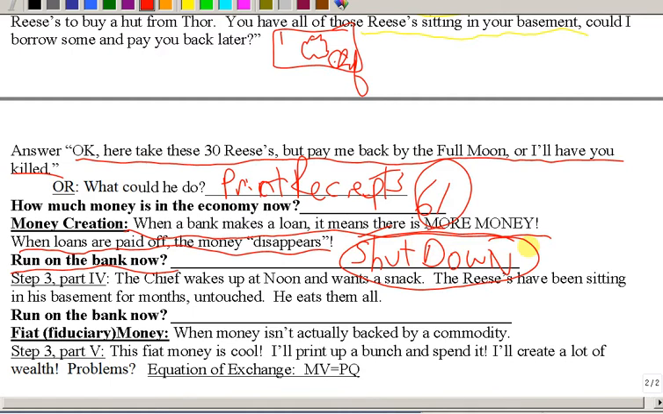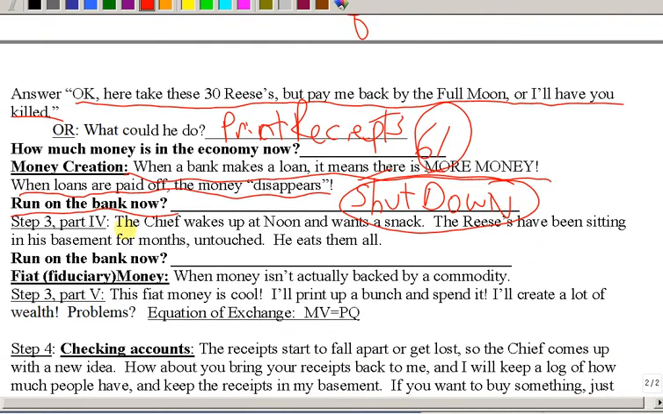Okay, now suppose, here's another part of the story. Suppose the chief wakes up at noon and he wants a snack. Then he just decides to eat all those Reese's peanut butter cups because they've been sitting there for years. So he eats them all. What happens when there's a run on the bank now? Well, there are no peanut butter cups, and so we have transitioned from having just paper currency to what we call fiat or fiduciary money.